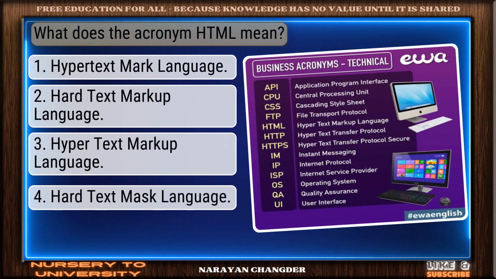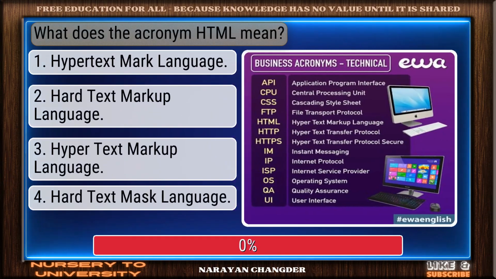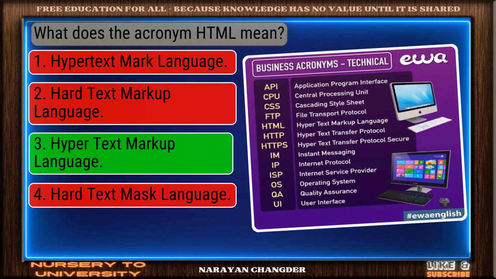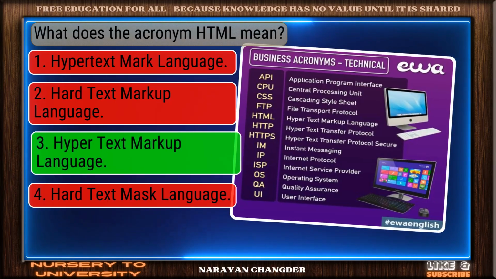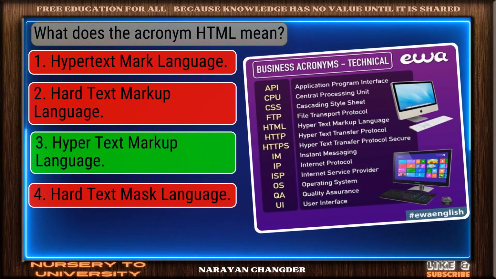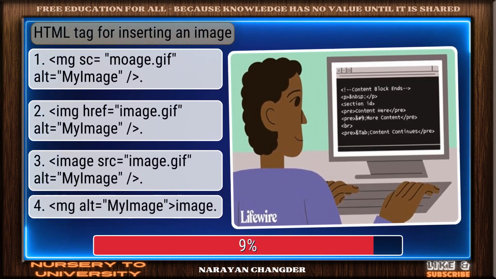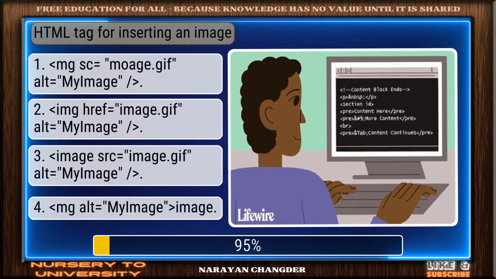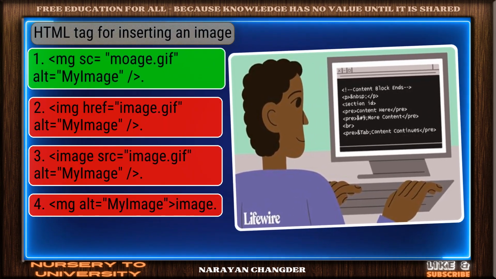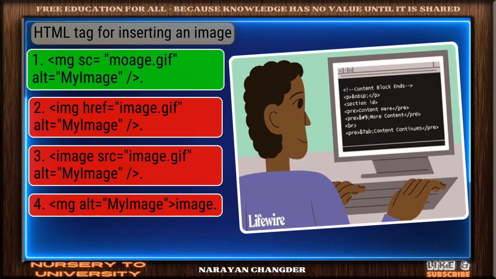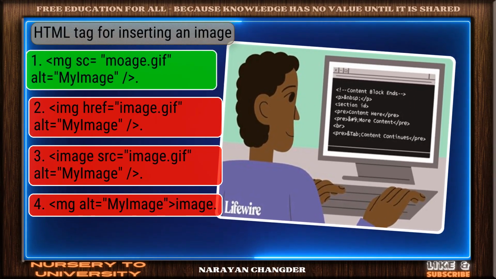Question number 5. What does the acronym HTML mean? Good thinking. Hypertext Markup Language is the right answer. Question number 6. HTML tag for inserting an image. Right choice. img src equal to image.gif alt equal to MyImage. Image is the best answer.